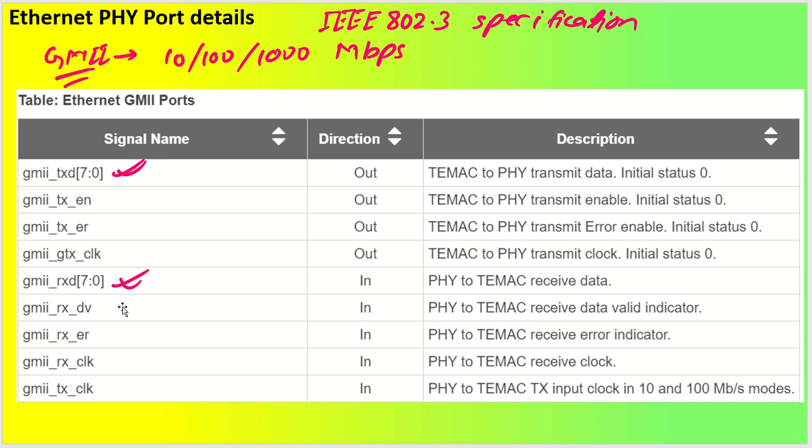Then there is another signal which is called GTXCLK, the gigabit transmit clock, which is extra. Other than that, all others are according to your MII signals, that is TX enable, TX error, then we have RX data valid, RX error, and similar to that we have RX clock and TX clock. So the only change is the additional GTX clock, that is your MAC to PHY transmit clock, and we have 8 bits of transmit and receive data lines for the MAC interface.